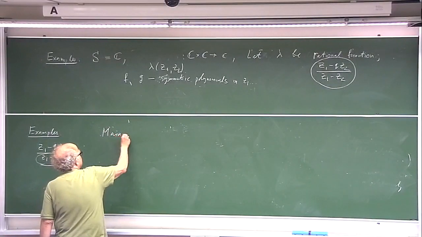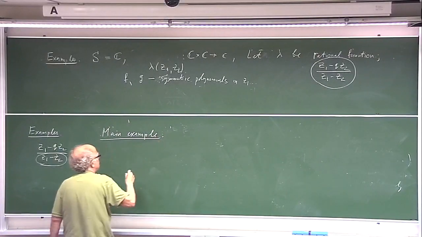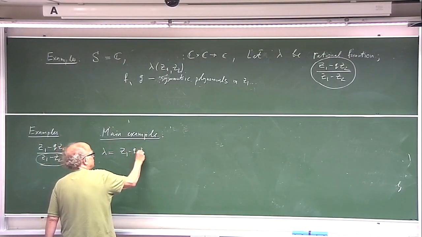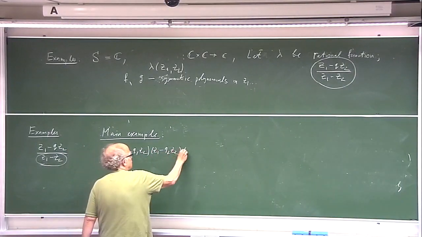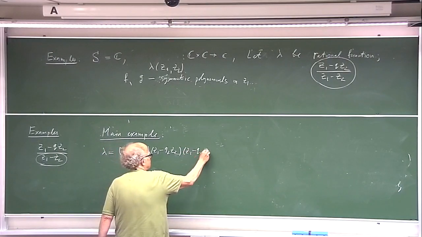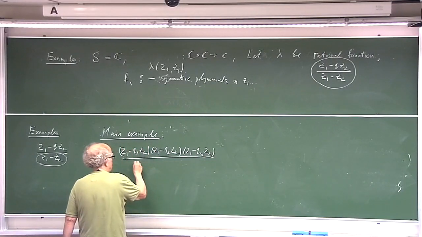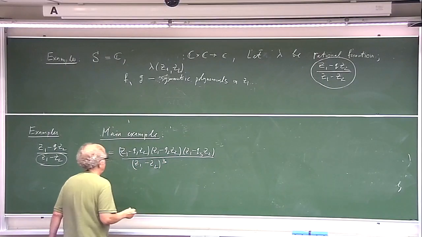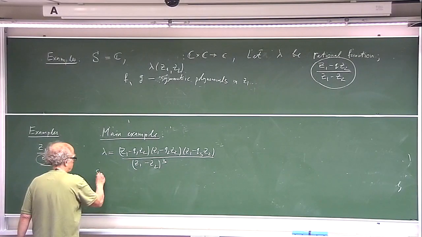Now, maybe a main example. The function lambda is Q1 minus Q1 Z2, Q1 minus Q2 Z2, Q1 minus Q3 Z2, divided by Q1 minus Z2. And now suppose that for the construction of the algebra in a product, we use symmetrization.